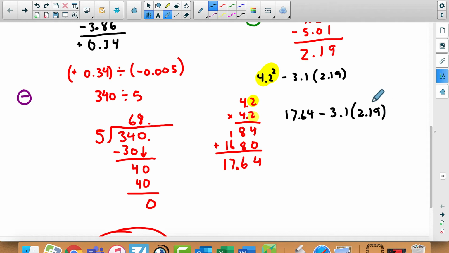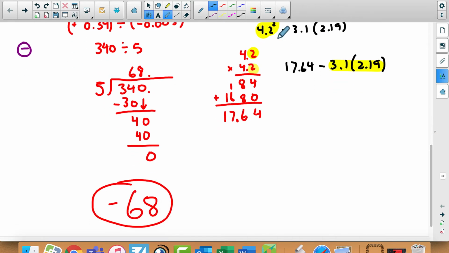Now what everyone wants to do at this point is look at this nice little 17.64 minus 3.1. I should do that, right? No, because this is a multiplication step, the 3.1 times 2.19. So that is actually what you have to do. Multiplication comes before subtraction. So we need to multiply 3.1 times 2.19. Now when you multiply, order doesn't matter. So personally, you don't have to do it this way, but I'm going to put the bigger one, the one with more values, on top and 3.1 on the bottom.